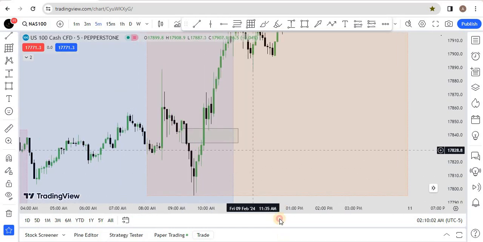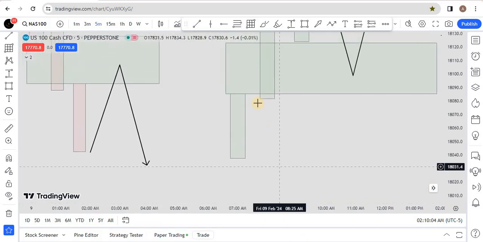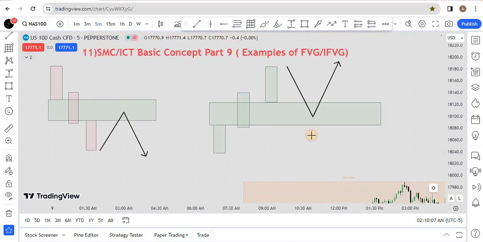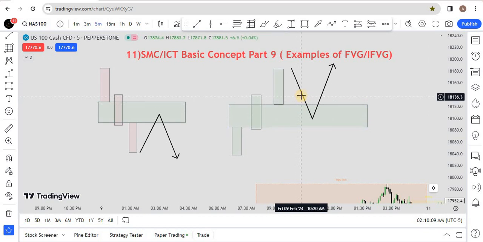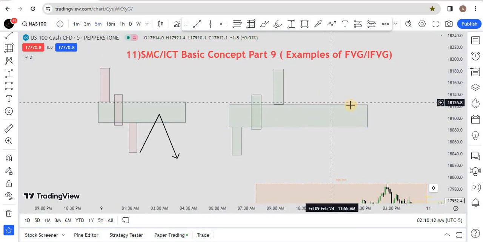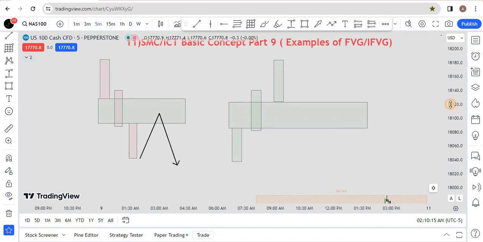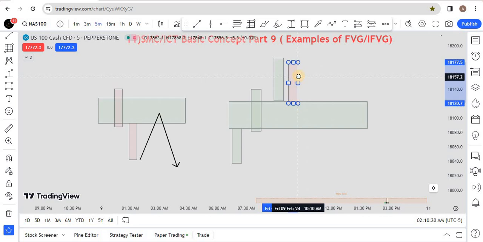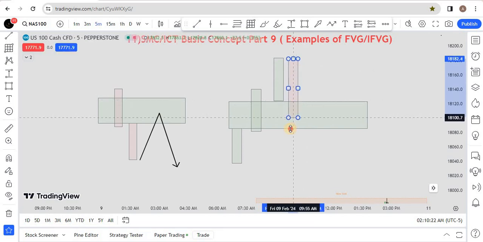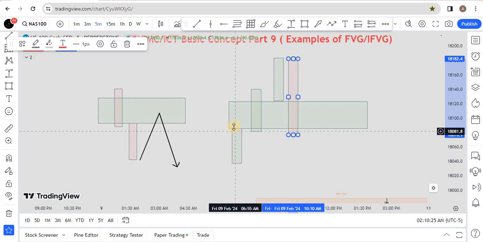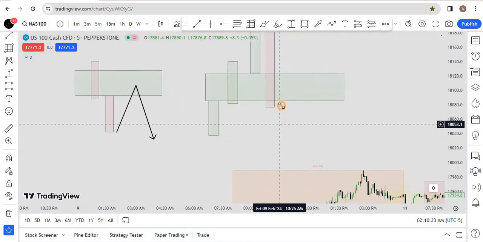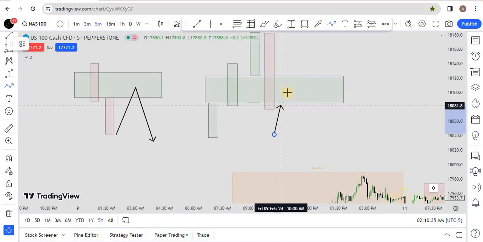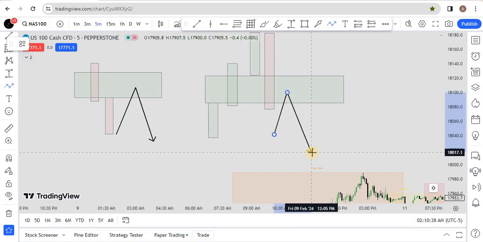So what is the inversion fair value gap? Let me also show you here. What happens if price was bullish, and a candle opens and closes below this fair value gap, where the fair value gap was started? From here, this bullish fair value gap turns into an inversion fair value gap, a bearish fair value gap. It means now when price comes back to this, we will consider it for a short, not for a long.